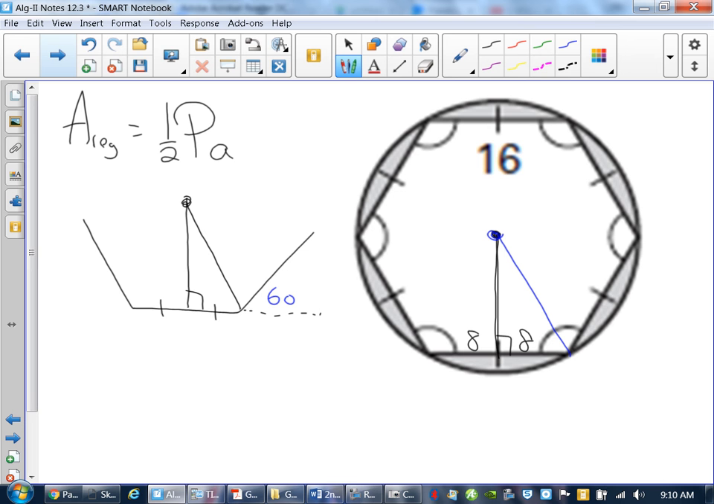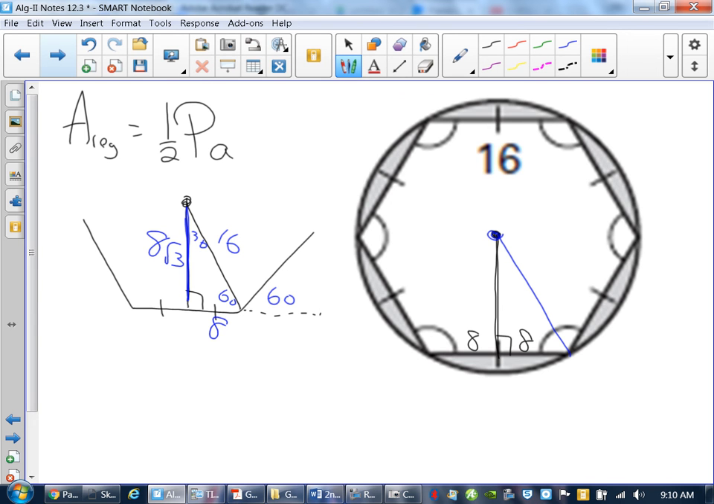The apothem is the perpendicular bisector of the side. Now, that means that the interior is 120, but it makes each of these 60, which makes this a 30, 60, 90, and it gives you an 8√3 for your apothem. So the circle has a radius of 16, because 30, 60, 90.